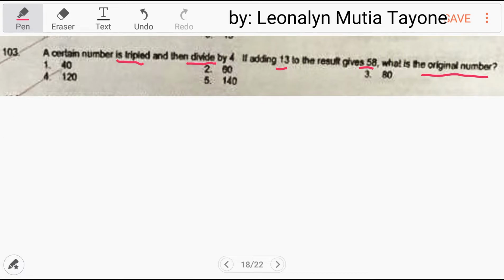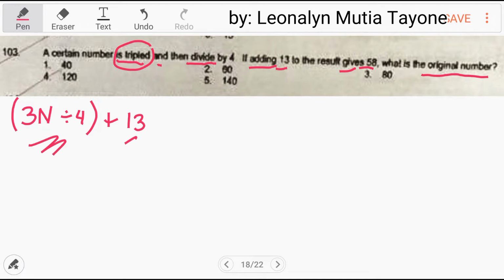Let n be that certain number, tripled, so that means 3n, and then divide by 4, okay? If adding 13 to the result gives 58. Bali, ang result nito, mag-add tayo ng 13, and this will give 58. So, ito na yung equation natin.